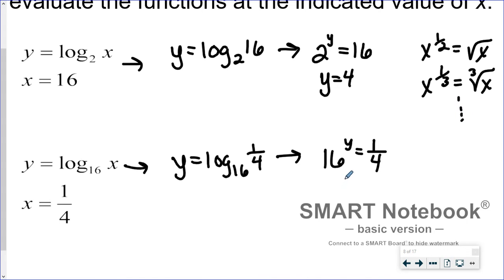But if we just do 16 to the 1/2 power, that's just 4. I want it to be 1/4. So in order to get that in the denominator, I simply just have to make it negative. So y equals negative 1/2.